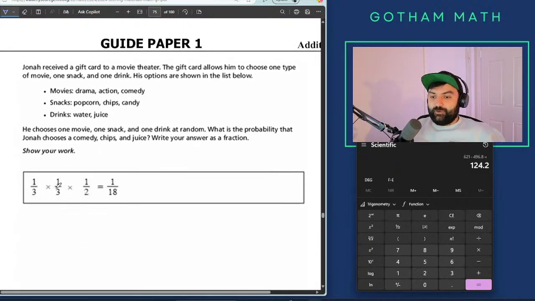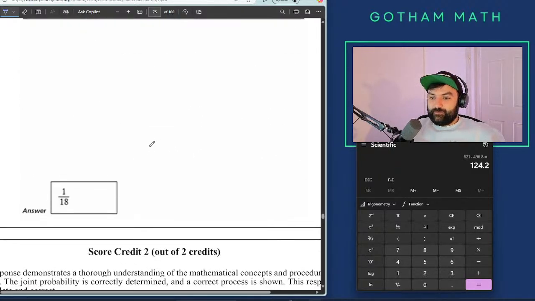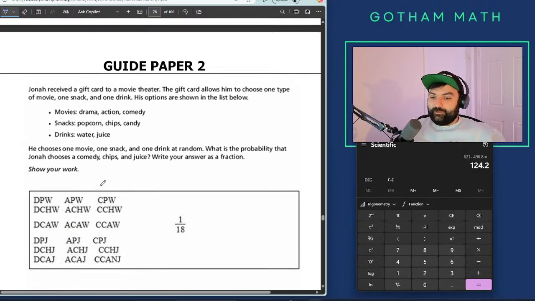All right. So this person does the same way. 2-pointer. Very good. Wow. Someone did everything. But what is DCHW? Isn't it short for something? No, the D is the drama, A is like whatever, you know? So it's like this.